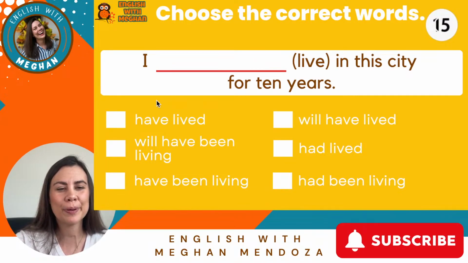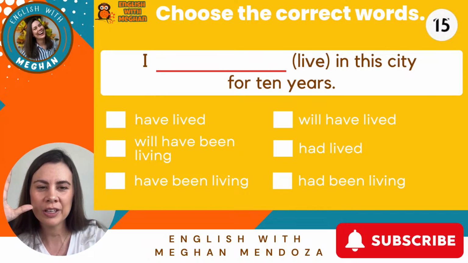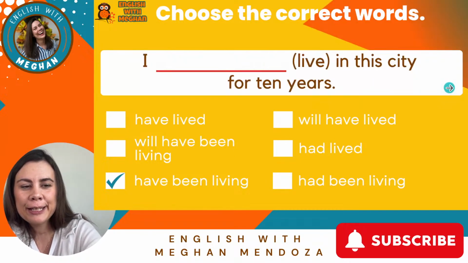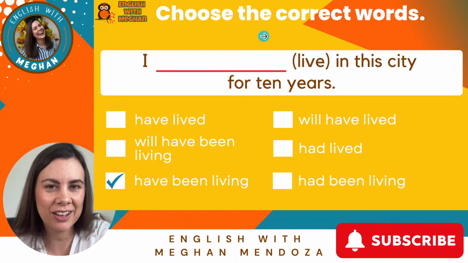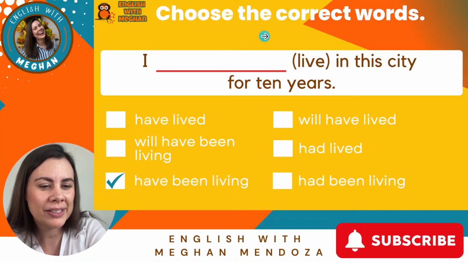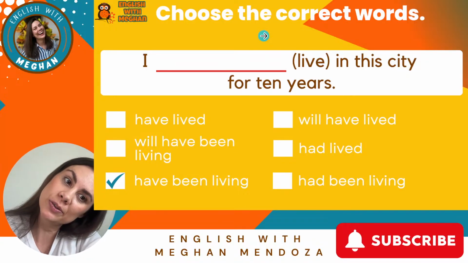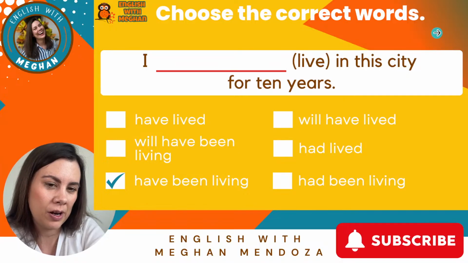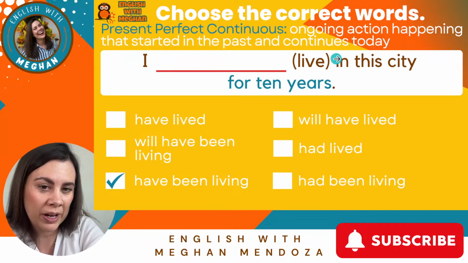Okay, 5, 4, 3, 2, 1. Ding, ding, ding, ding. Okay, have been living. Okay, not leaving, living. So why is it the present perfect continuous? What's our thing here? Our time expression. If you said for 10 years, you're right.